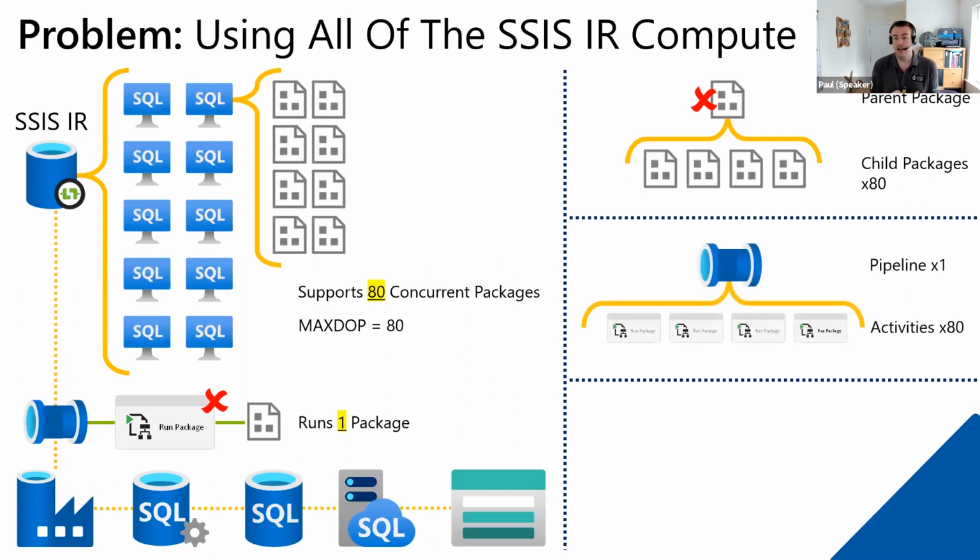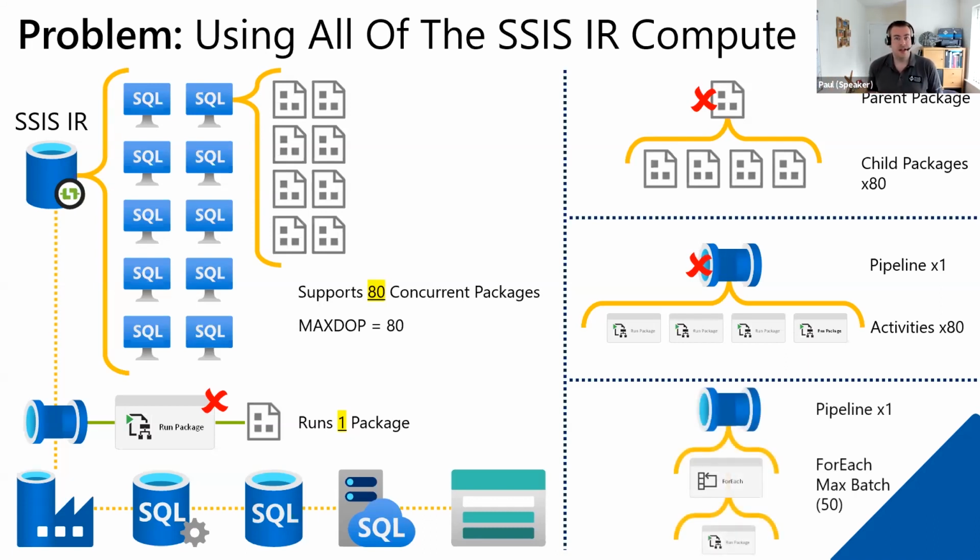You might think, well, I could have one pipeline with 80 activities all in there, referencing all of my packages to use all of that. Yes, that makes sense in theory, but Microsoft actually limits the number of activities you can have per pipeline. That limit is 40 activities. So that pattern isn't going to work either. And you might think, well, okay, I'm going to use your favorite activity, Paul, the ForEach activity. Okay, fine. But bear in mind that when you do that, that's only going to parallelize 50 packages. So you're still not going to make use of all of that 80.